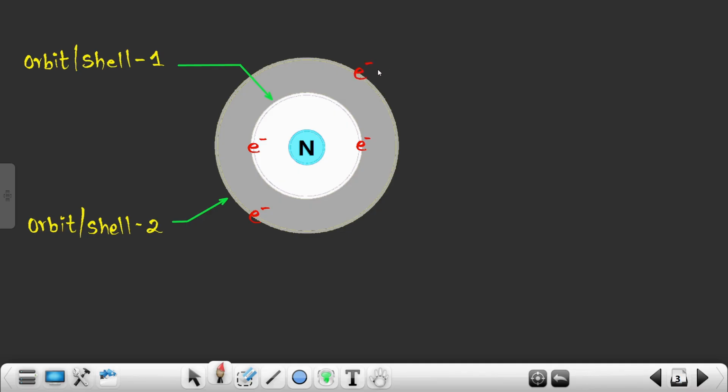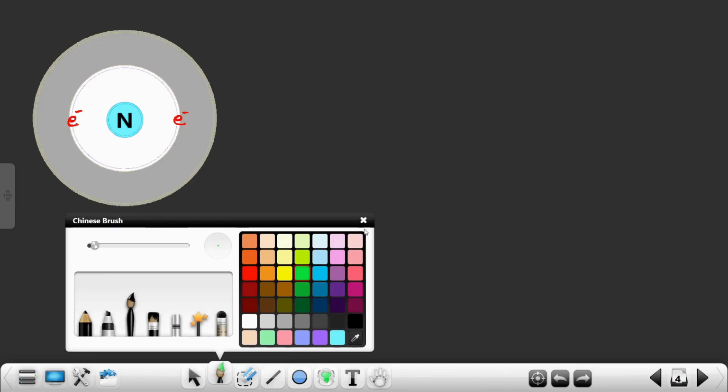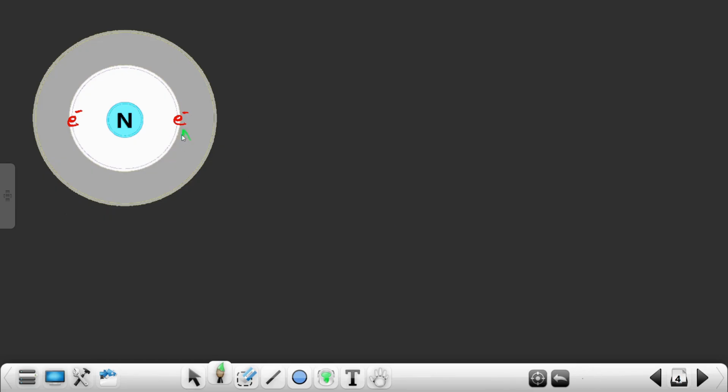Great. Now we'll try to understand each and everything step by step. Let me proceed further, and we will first analyze the innermost shell. As I mentioned, the innermost orbit has 2 electrons. For the time being we will assume that this is my electron A, and let's assume that this is my electron B.